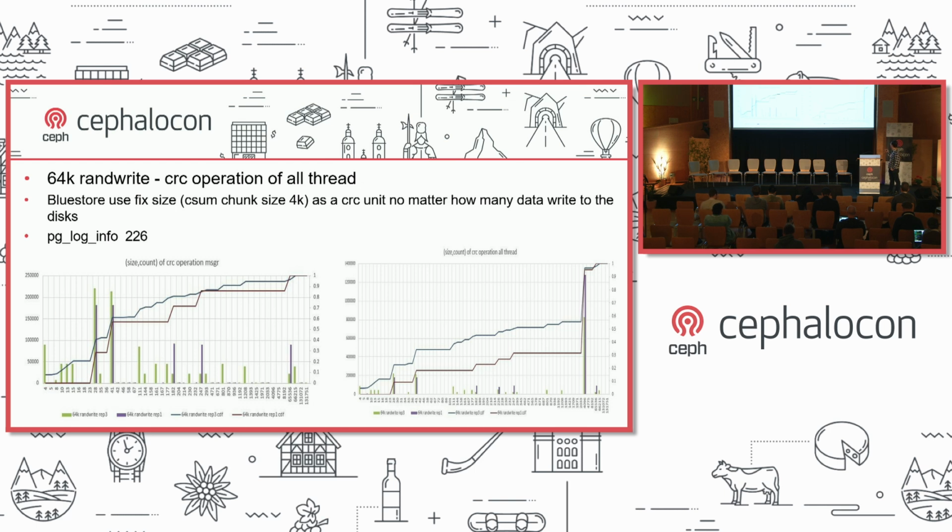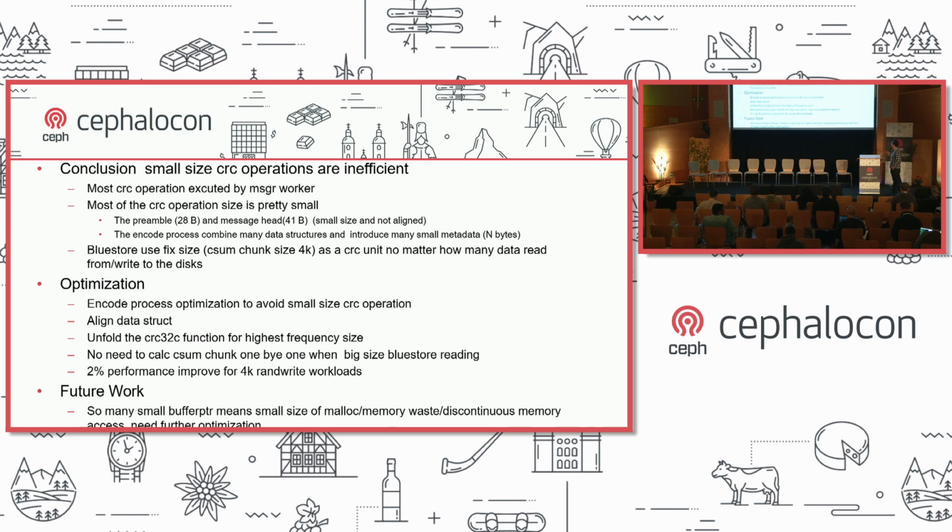Here is just the same, but for the big random write, the small size CRC operation decreased, but always has a very high share. So the conclusion is that there are many small size CRC operations, and it is not so efficient. For the 4K and the small size read-write, most of the CRC operations are executed by the messenger worker, and most of the CRC operation sizes are pretty small. The preamble, messenger header, and the encode process may introduce many small metadata, just 4, 10, 15 bytes.